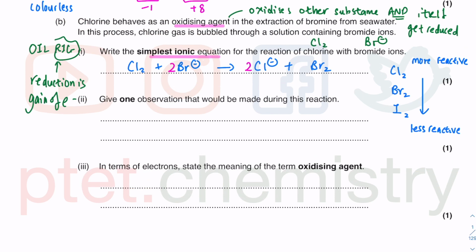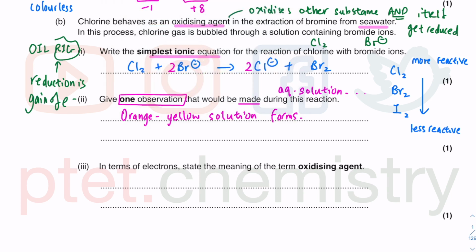You can get that. Now give one observation that you will make. Well, Br2 there is definitely going to be much more intensely colored. As a liquid, it's a reddish brown liquid, but as a solution, they mention seawater. So that means that we are in aqueous solution because we are in seawater. So what we're going to get is not the pure liquid bromine color. So I will get an orange or yellow, orange-yellow solution will form, because that's the color of bromine water. Bromine dissolved in water, aqueous bromine there.